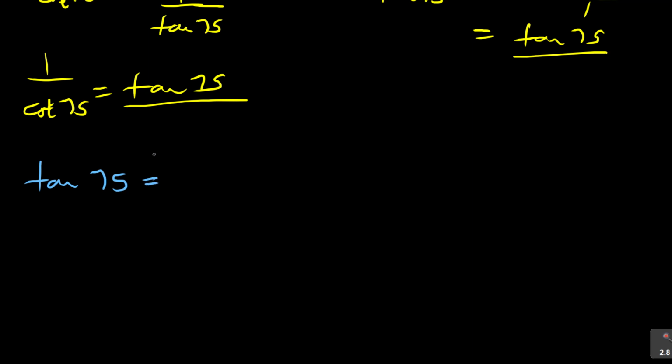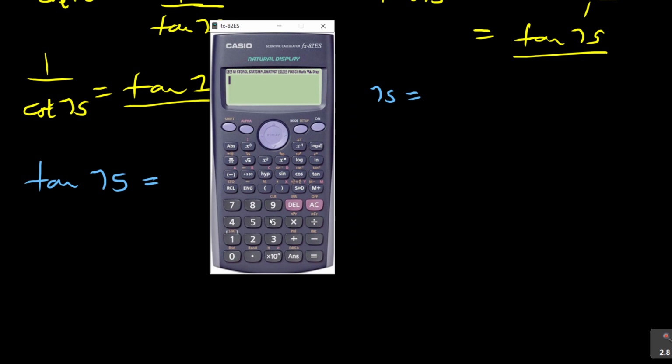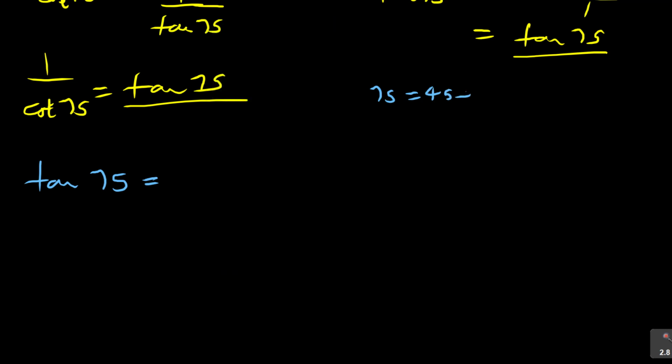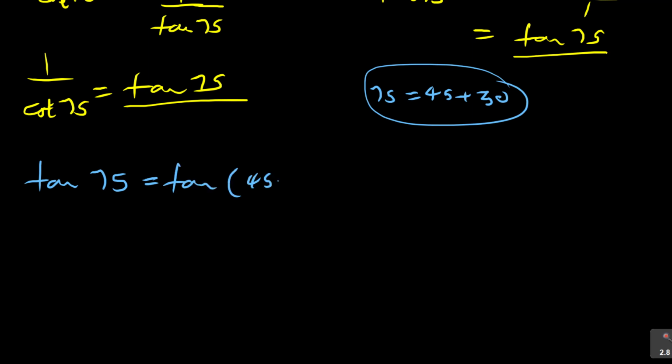They say I mustn't use a calculator, so I'll go with special angles. Now 75 is the same as 45 plus 30, since 75 minus 30 gives 45. So those are two special angles. So I'm going to use tan of 45 plus 30.